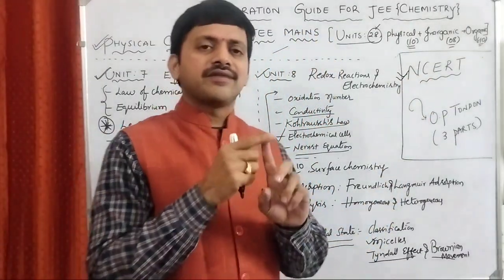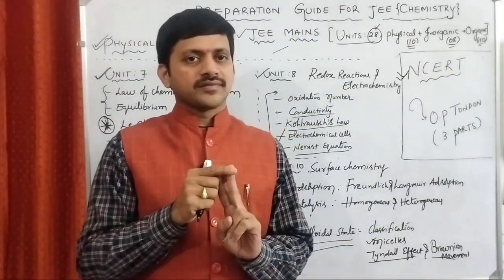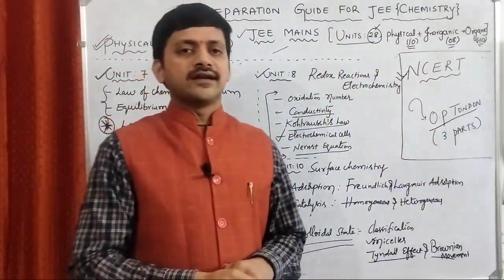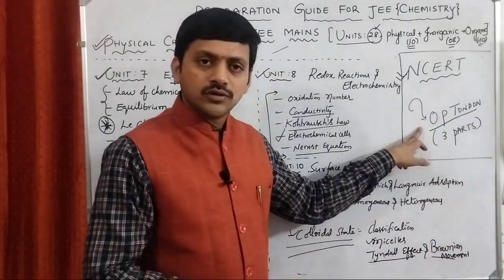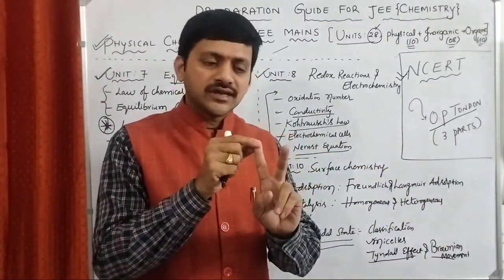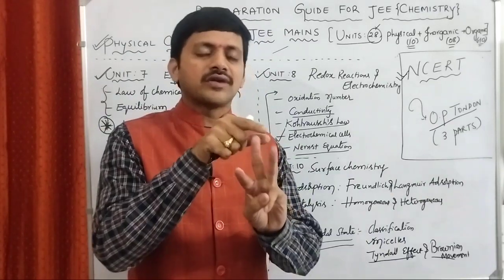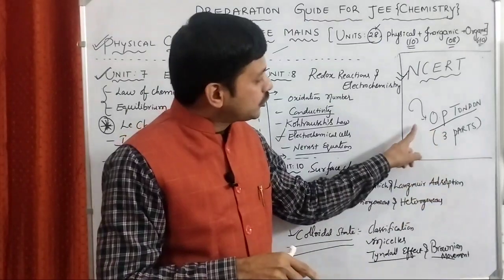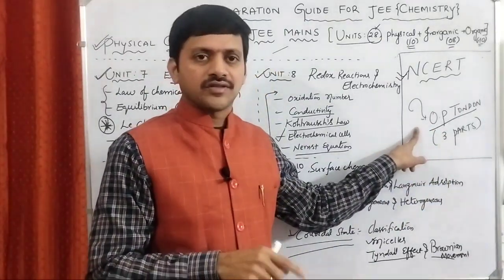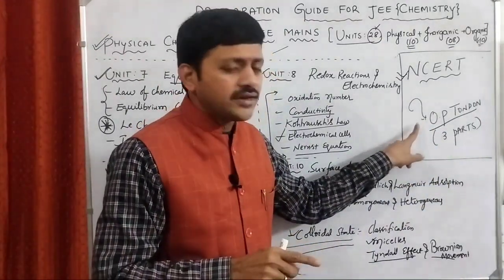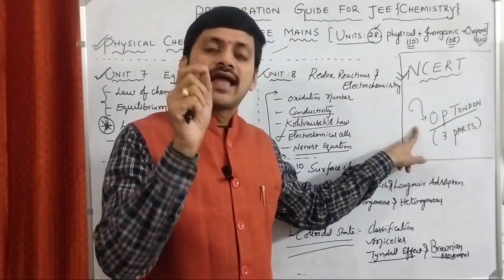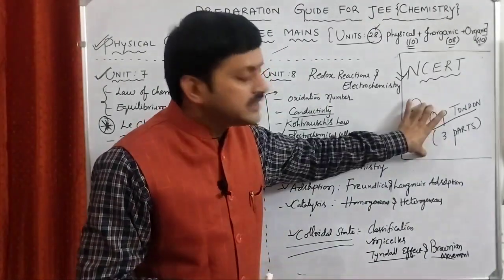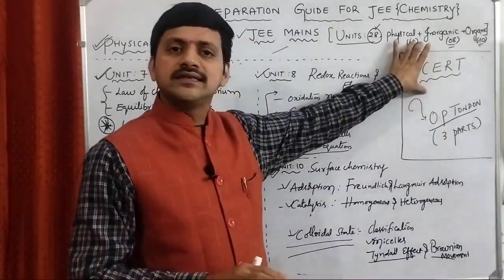NCERT books, class 11th and class 12th, followed by the textbook series of O.P. Tandon. Here we have 3 books, 1 book for physical chemistry, 1 book for inorganic chemistry and 1 book for organic chemistry. If you don't have these books, go to the market and purchase them right away. Why? Because these books are very important and the language is very easy. The maximum number of applications are available in these 3 books along with the NCERT.